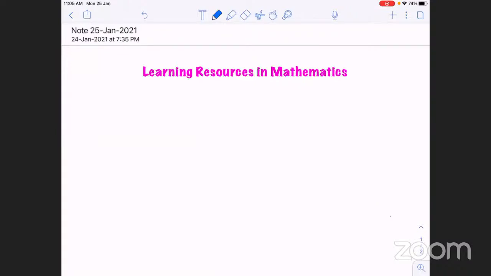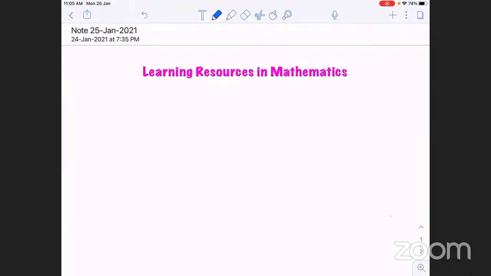Learning tools in mathematics, or learning resources in mathematics. We know nowadays we are using the internet for almost all purposes in our daily life, for everything and anything for that matter. And for shopping, we are extensively using various platforms like Amazon, Flipkart, and whatnot, right? For everything, we are using the internet.